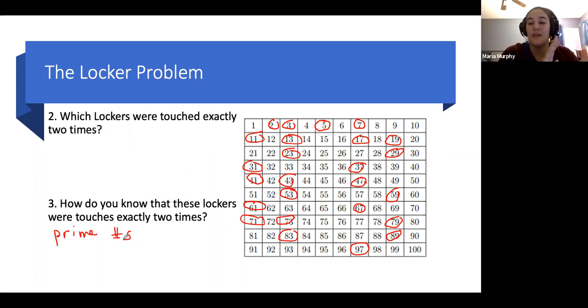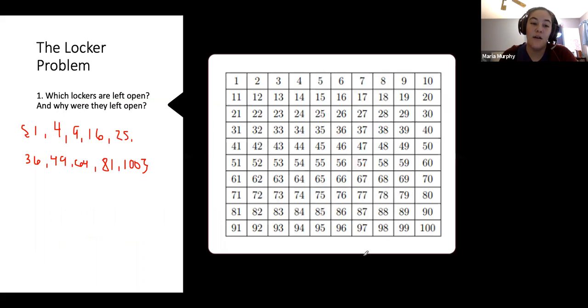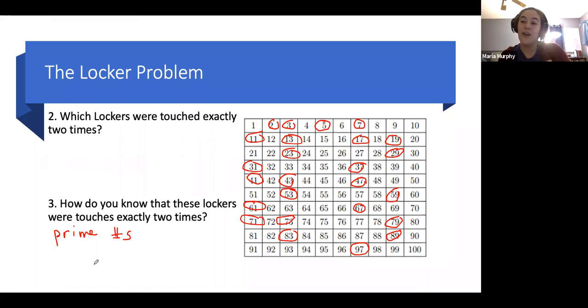So you can see the difference from when we were going into our locker problem and we pointed out all of the squared numbers. And then when we talked about the numbers being touched exactly 2 times, we have prime numbers. So it's really cool and interesting that we got to use the same problem to find 2 different types of patterns. Does that make sense to everybody?